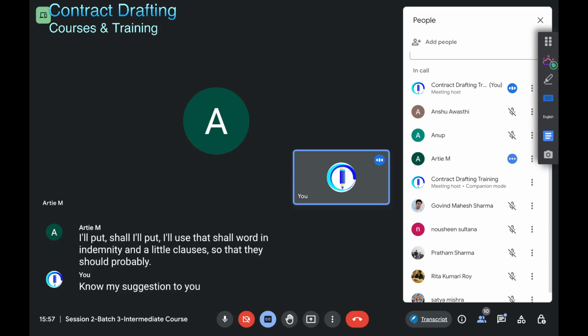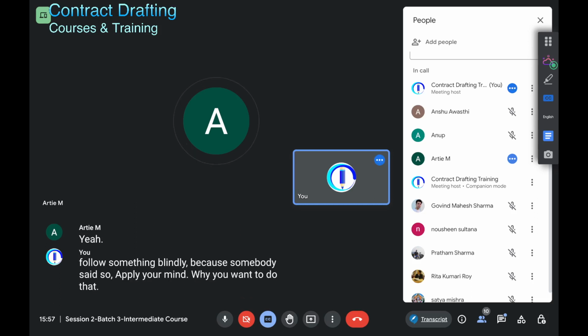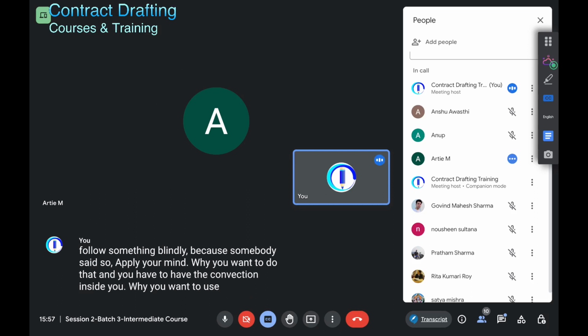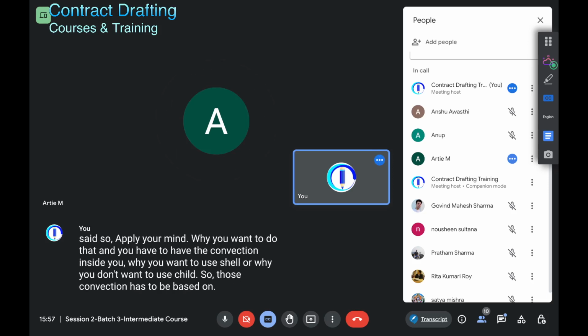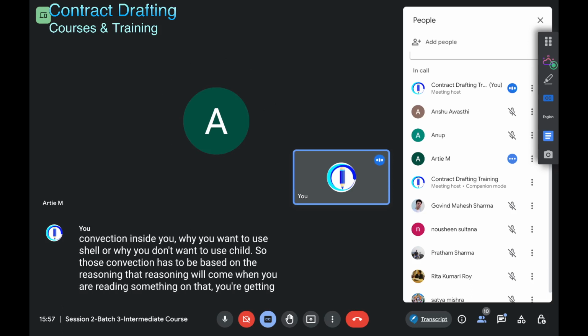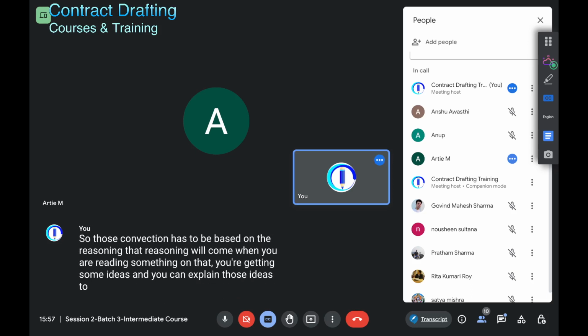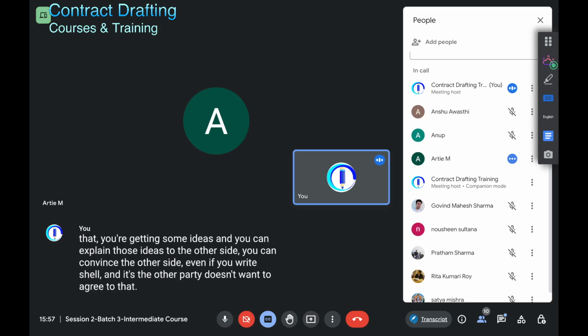My suggestion to you: don't follow something blindly because somebody said so. Apply your mind to why you want to do that. And you have to have the conviction inside you about why you want to use shall or why you don't want to use shall. That conviction has to be based on reasoning. That reasoning will come when you are reading something on that, you're getting some ideas, and you can explain those ideas to the other side. You can convince the other side. So even if you write shall and the other party doesn't want to agree to that, then you have to convince him why you want that and why he doesn't want that.